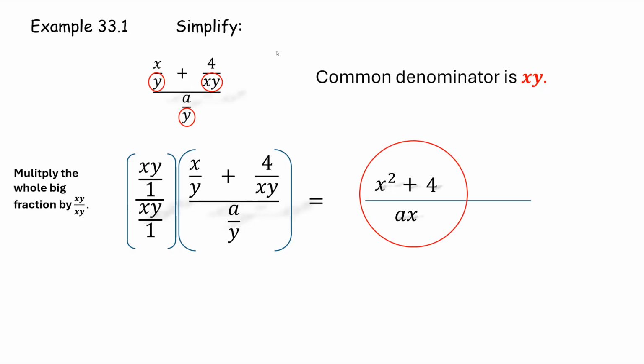So the bottom line is we multiplied the numerator and denominator of the big complex fraction by the common denominator of all the little fractions.